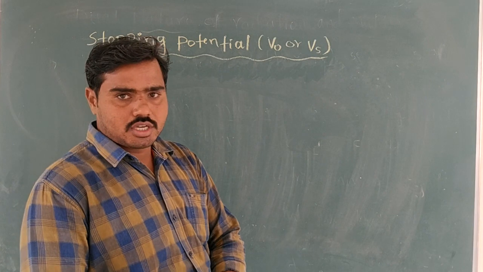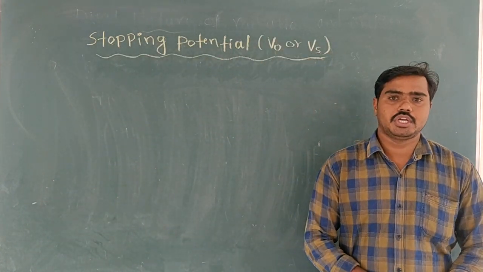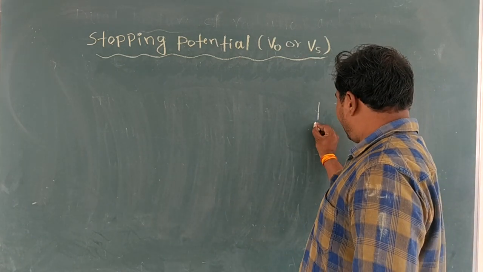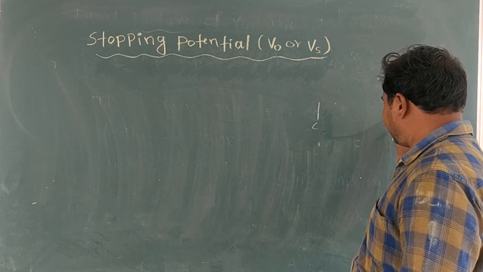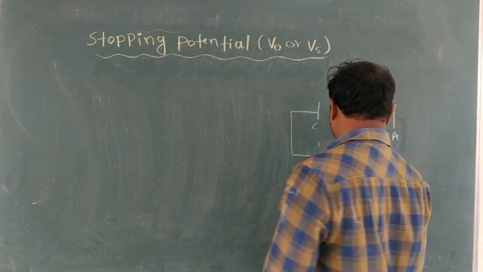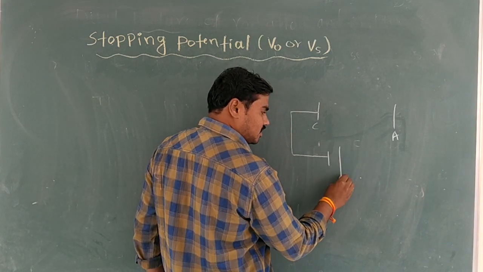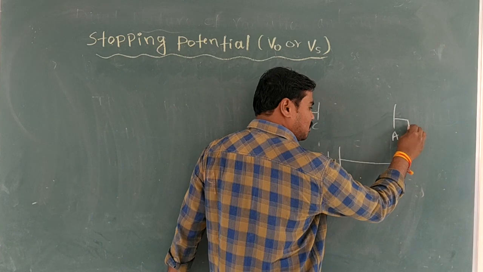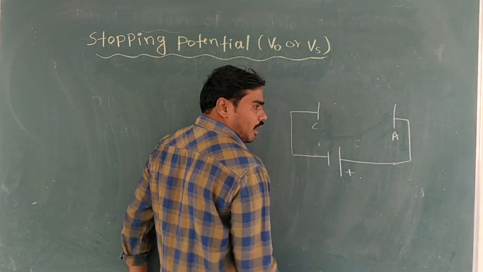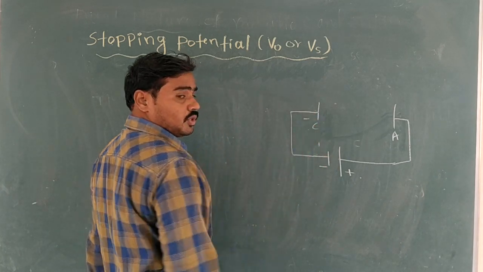And next one, the last concept, that is the stopping potential. What is the meaning of stopping potential? See here, this one is the cathode plate and this one is the anode plate. Those two plates are connected to the battery. This one is the negative terminal, this one is the positive terminal. The positive terminal of the battery is connected to the anode. The negative terminal of the battery is connected to the cathode.